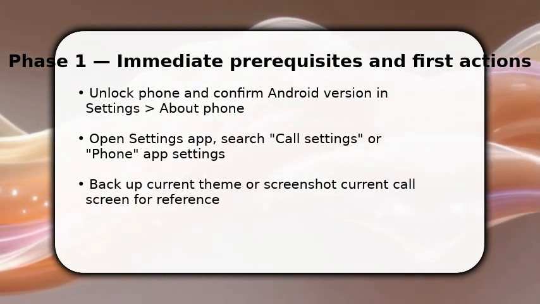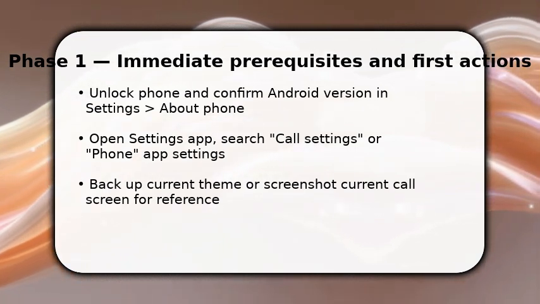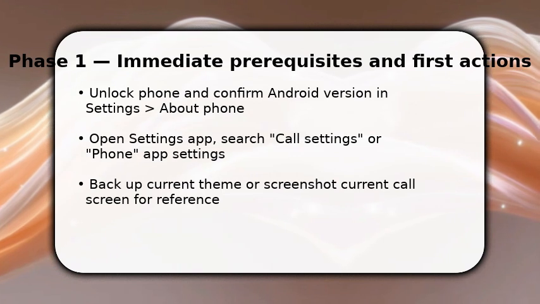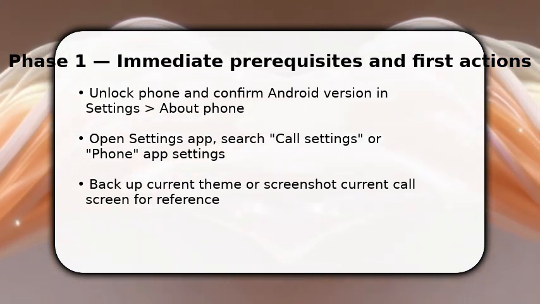Once there, tap Caller Display, Call Interface, or similar. Make these first changes now so you avoid digging later. This sets the path for visual options, permissions, and any theme files you'll need to install.